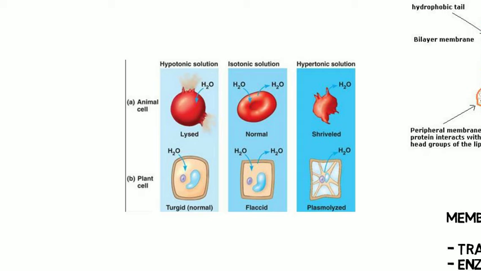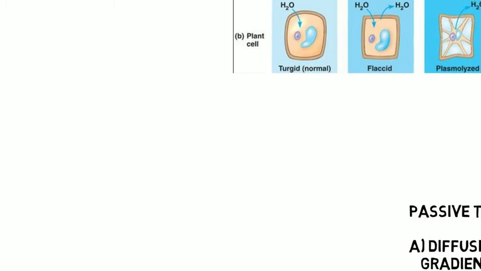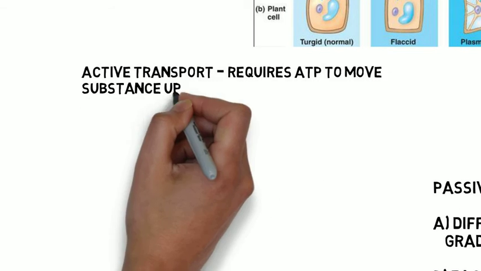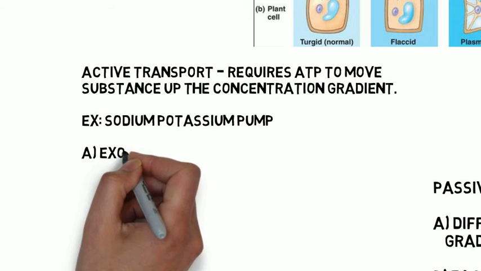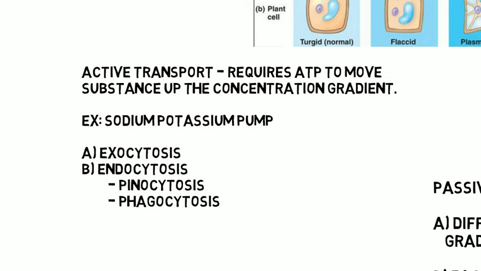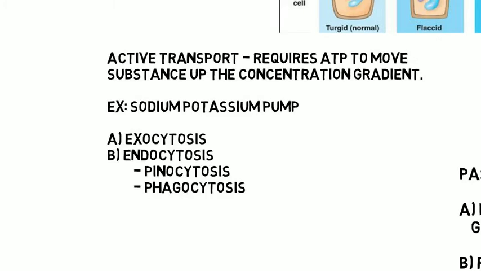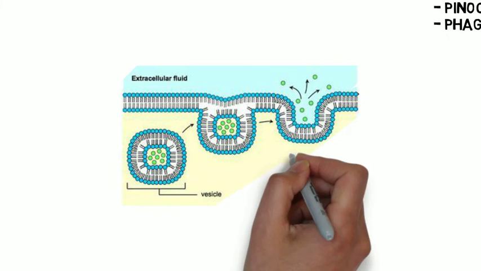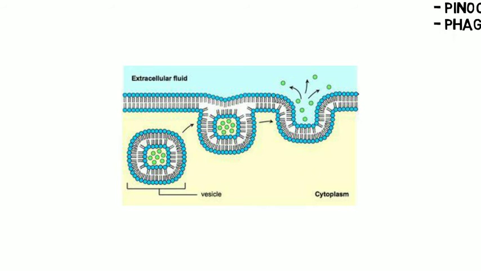Active transport requires the cell to use ATP to move substances up the concentration gradient. Specific membrane proteins are used in active transport. The sodium-potassium pump is an example of a protein that uses active transport to move ions through the cell's membrane. Exocytosis and endocytosis are also active transport and move large molecules.